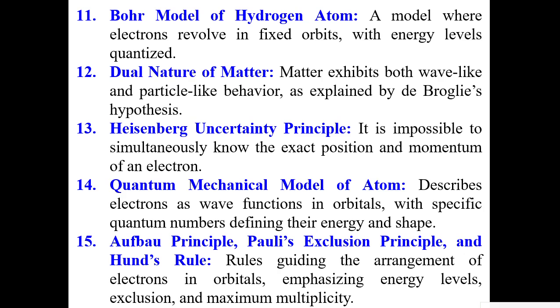Each orbital can accommodate two electrons. The position of those electrons depends upon the energy level of that path. Each and every orbital has its own energy level. Arrangement of the energy levels in their order, we'll see Hund's rule, the Aufbau principle, the exclusion principle, and Hund's rule. These are all the rules guiding the arrangement of the electrons in orbitals, emphasizing the energy levels, exclusions, and maximum multiplicity. We go into detail on that.